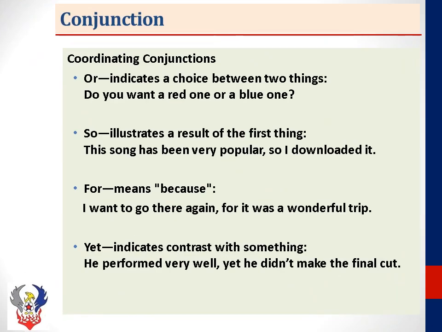Usage of coordinating conjunctions. Use of or indicates a choice between two things. Example: do you want a red one or a blue one? Use of so illustrates a result of the first thing. Example: this song has been very popular, so I downloaded it.